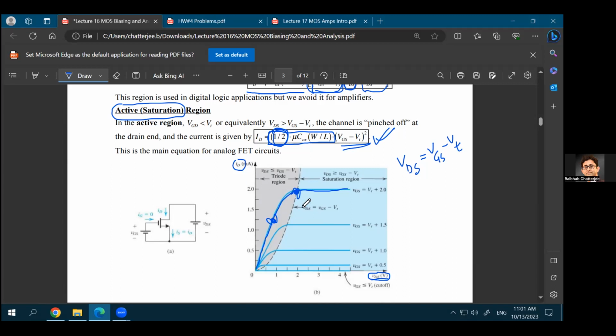And this will be true even if you are applying a DC voltage. Let's say you apply a DC 1 volt, you'll see some DC current through the device. You apply a DC 3 volts, you'll see some amount of current through the device. You apply a DC 4 volts, you'll see the current through the device is almost the same, which means it has reached the saturation region. So this will be true even in terms of DC.